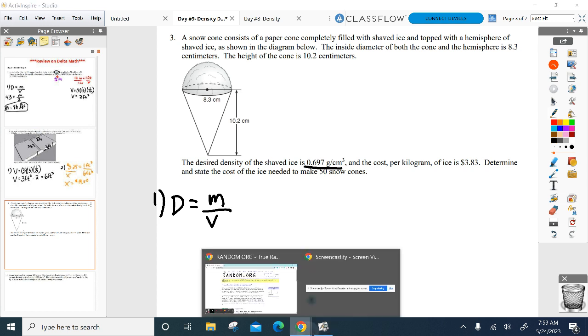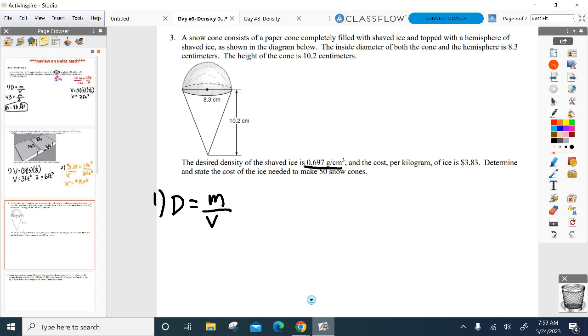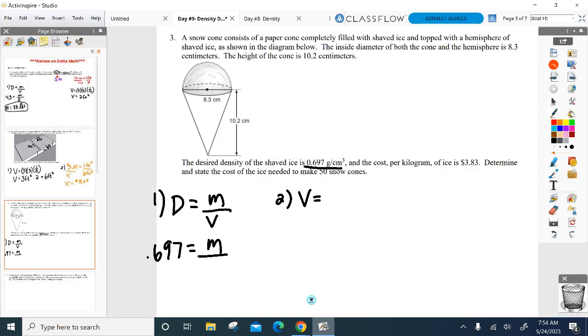What's getting plugged in for density? Now I've got to call on you guys here. 9, what's getting plugged in for the density? There you go, 0.697. Mass I'm finding. All right, get those calculators cranking and formula sheets out. Volume. The volume here. What's on top? What's that figure on top again?